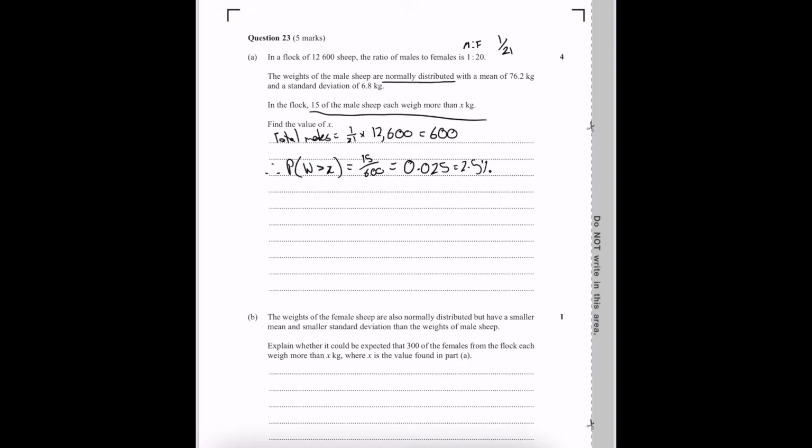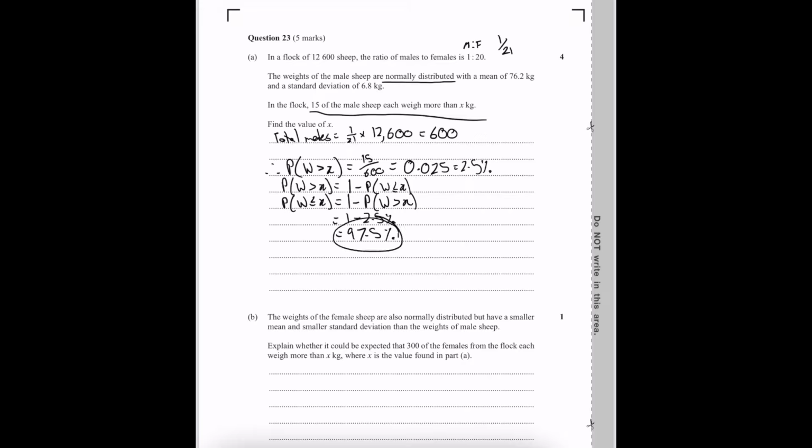And what we can say is that the probability that W is greater than x is equal to 1 minus the probability of W being less than or equal to x. So we can reorder this and say the probability that W is less than or equal to x is equal to 1 minus the probability that W is greater than x, which is 1 minus 2.5%, or in other words, 97.5%.